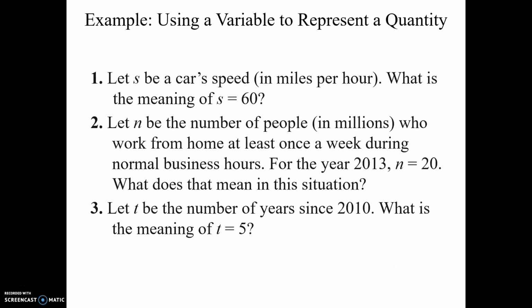Here are some examples. Number 1, let S be a car speed in miles per hour. What is the meaning of S equals 60? Number 2, let N be the number of people in millions who work from home at least once a week during normal business hours. For the year 2013, N equals 20. What does that mean in this situation? Number 3, let T be the number of years since 2010. What is the meaning of T equals 5? Take a second to think of these questions, and we will go over the answers in the next slide.